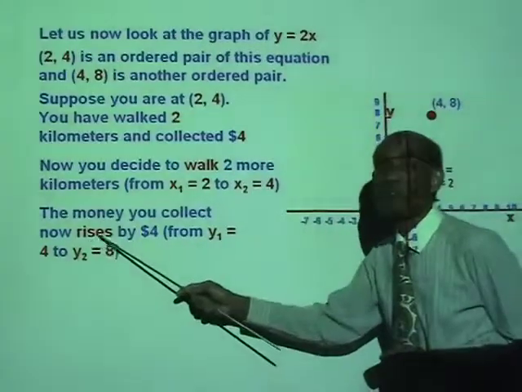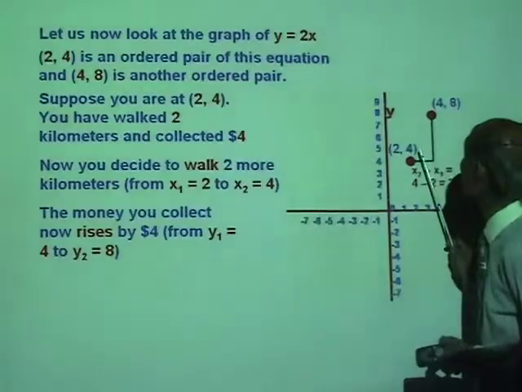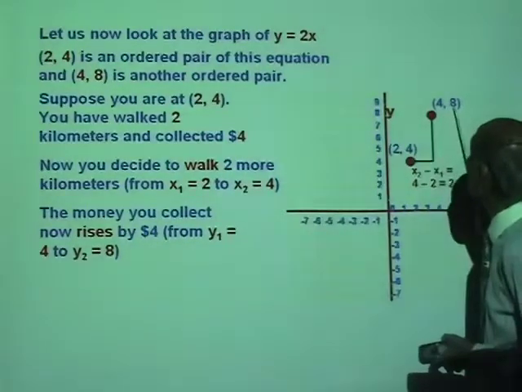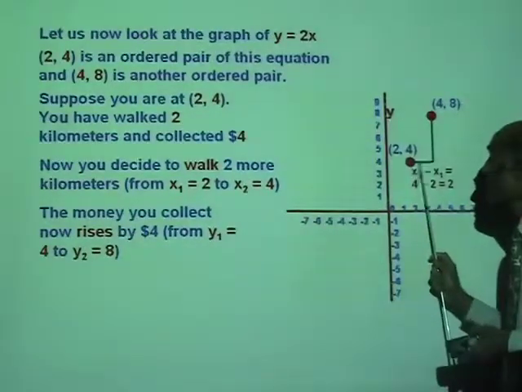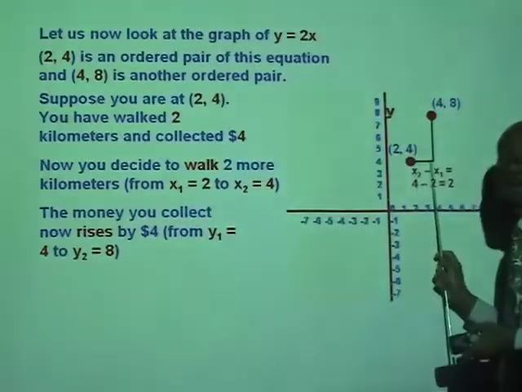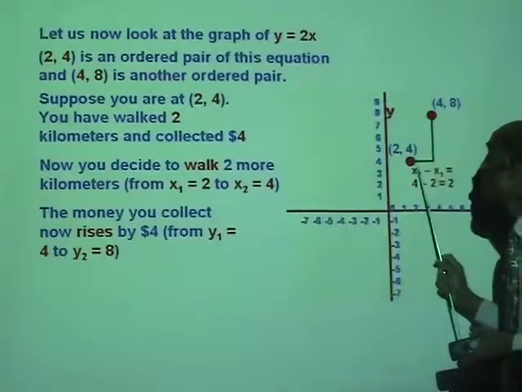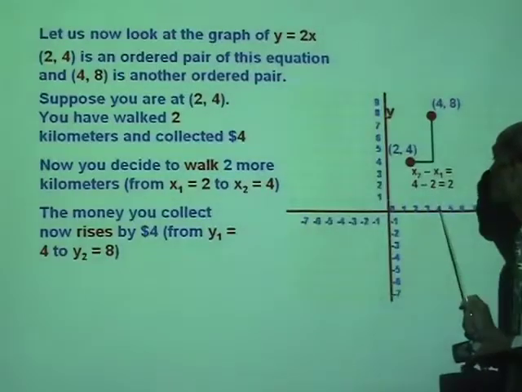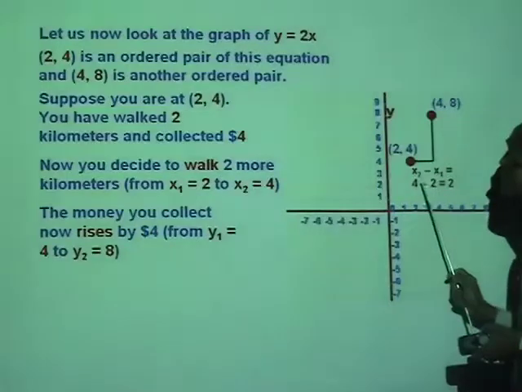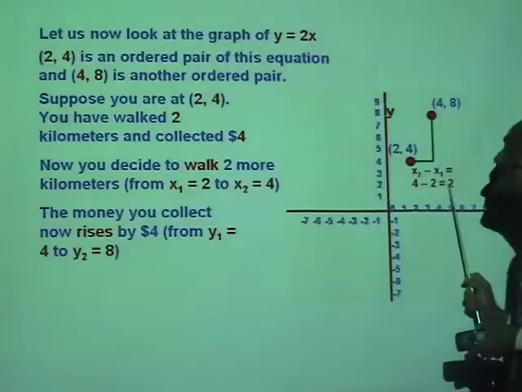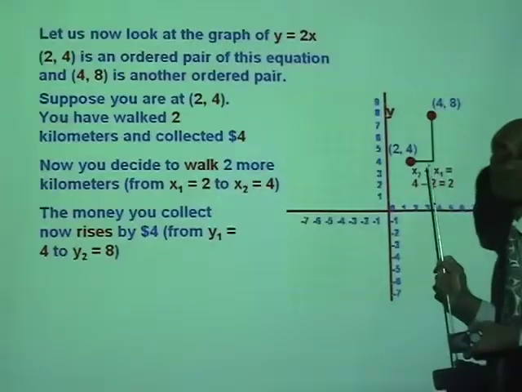The amount of money will rise by $4. There you are, the amount of money from 4 will go to 8. So I want you to watch this. Look at this horizontal line. What does that represent? This line represents x2 minus x1. x2 is 4, x1 is 2. x2 minus x1 is 4 minus 2 equal to 2. That represents the change in the input.